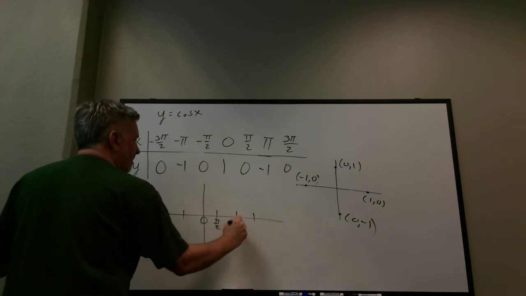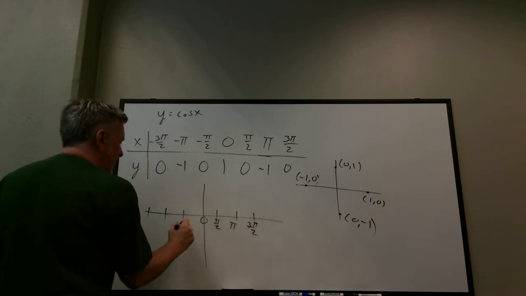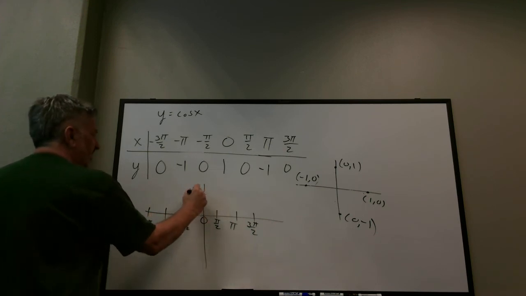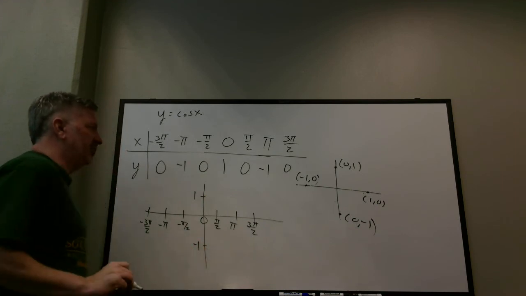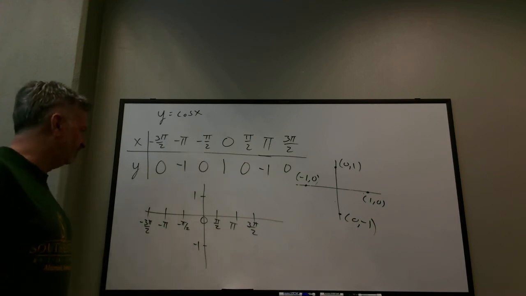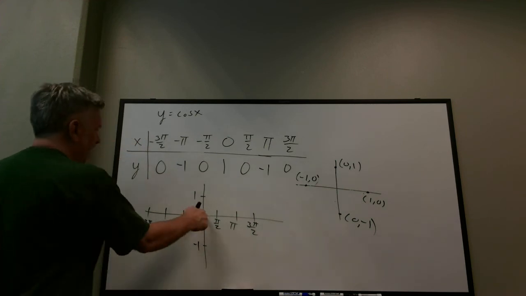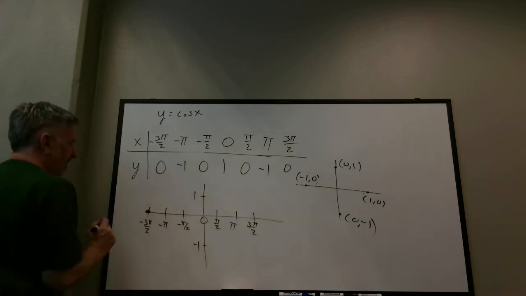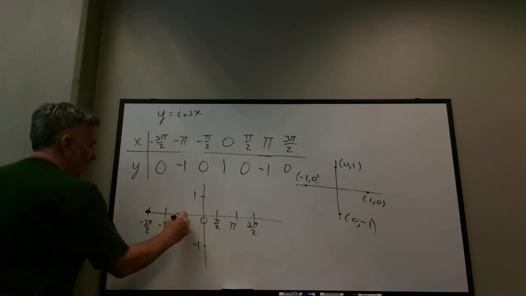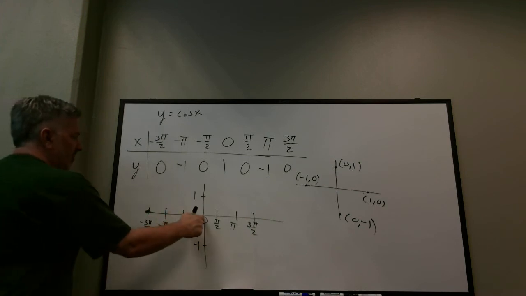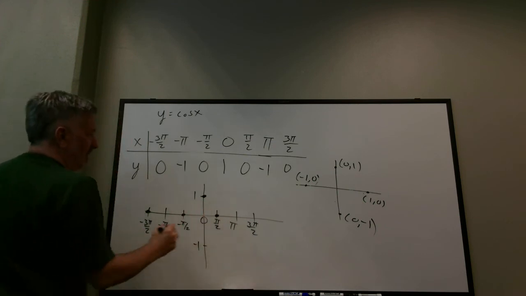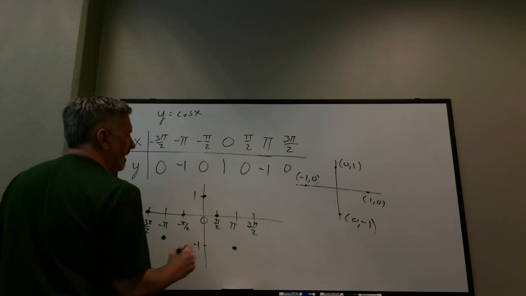So pi over 2, pi, 3 pi over 2, negative pi over 2, negative pi, negative 3 pi over 2. Notice again, I'm running from negative 1 to 1, which should not surprise you because we learned the range of cosine is also between minus 1 and 1. We learned that in section 1.4. Now let's plot our points. Negative 3 pi over 2, 0. Negative pi, negative 1. Negative pi over 2, 0. 0, 1. Pi over 2, 0. Pi, negative 1. And 3 pi over 2, 0.